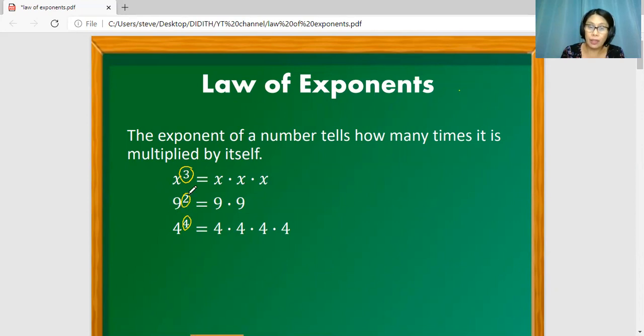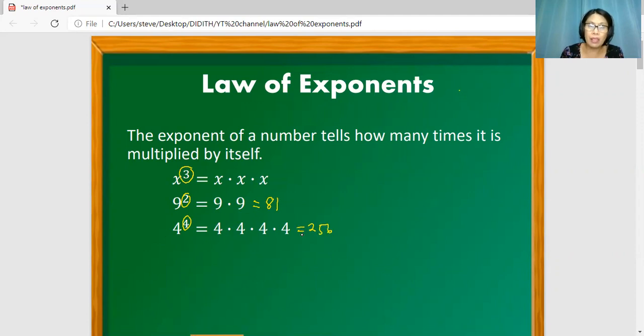Same with 9 to the second power, also read as 9 squared. So 9 here is multiplied twice by itself. So we have 9 times 9, which is equal to 81. Now we have 4 to the fourth power. So the expression 4 is multiplied by itself 4 times. So we have 4 times 4 times 4 times 4. So this equals 256.